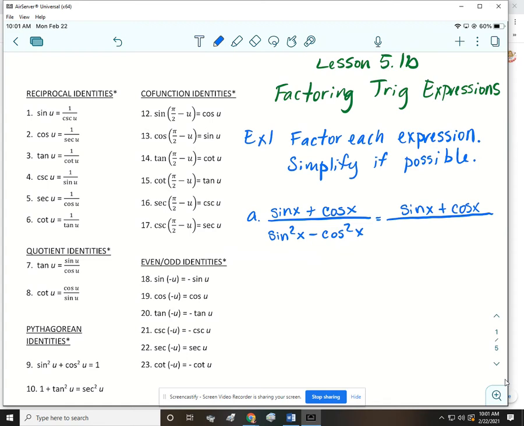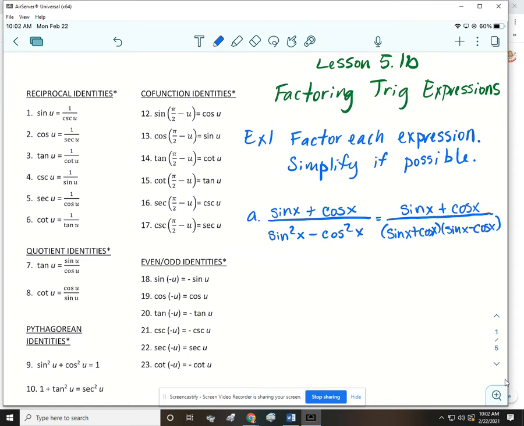The denominator is the difference of squares, which is the one type of factoring that we did practice in the previous lesson. So we'll do our parentheses, and then we find each square root and do one with a plus and one with a minus. So it's sine of x plus cosine of x, and then sine of x minus cosine of x.